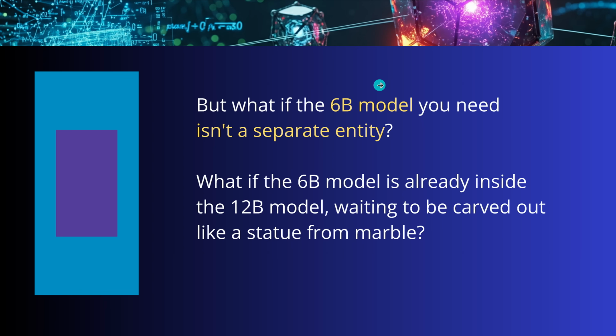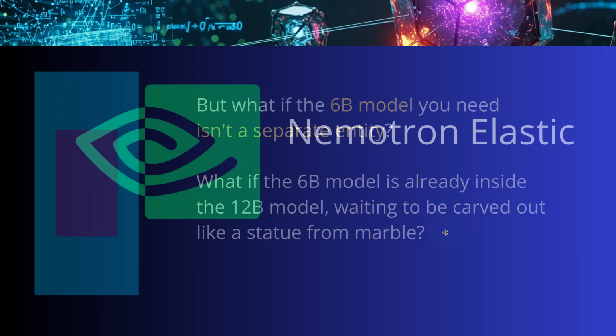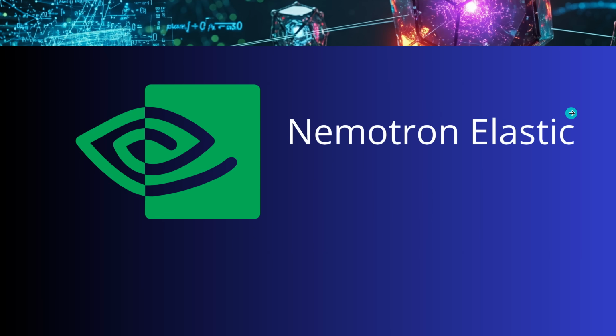But what if the 6B model you need is not a separate entity? What if the 6B model is already inside the 12B model, waiting just to be carved out like a statue from marble, like Leonardo da Vinci's David? They did it. Okay, Nemotron Elastic. A fascinating paper. Nobody's talking about it, but I love it.